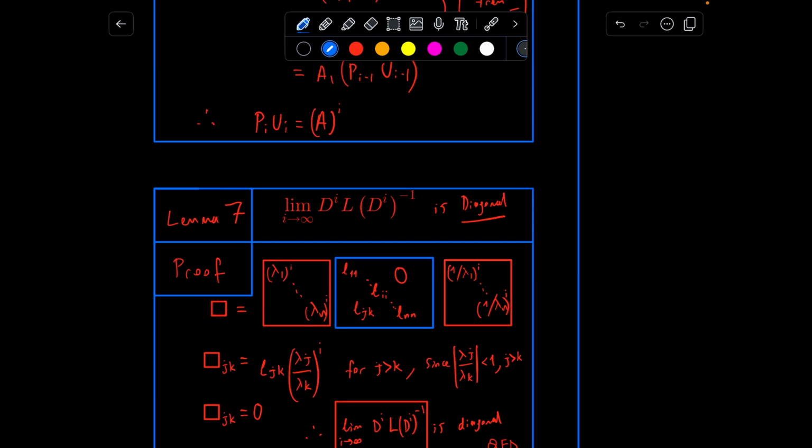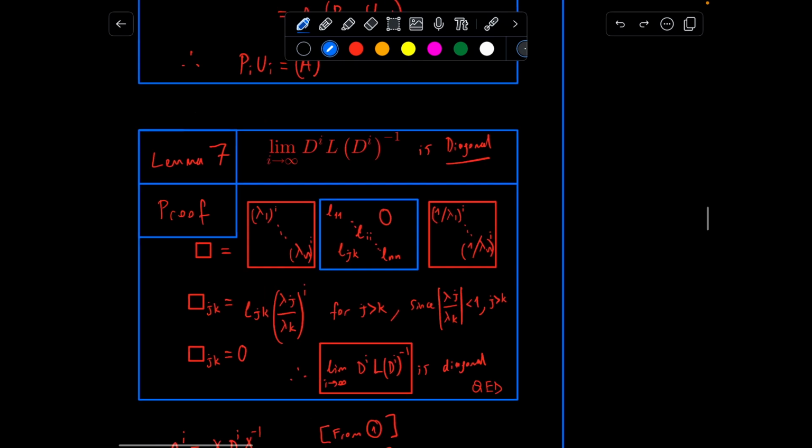And now this is lemma 7. This D matrix is the eigenvalue matrix, basically diagonal, right? And L is the lower triangular matrix from the LU decomposition, operated on X inverse. What was X? X was the model matrix. So the statement here is that this expression is diagonal, right?